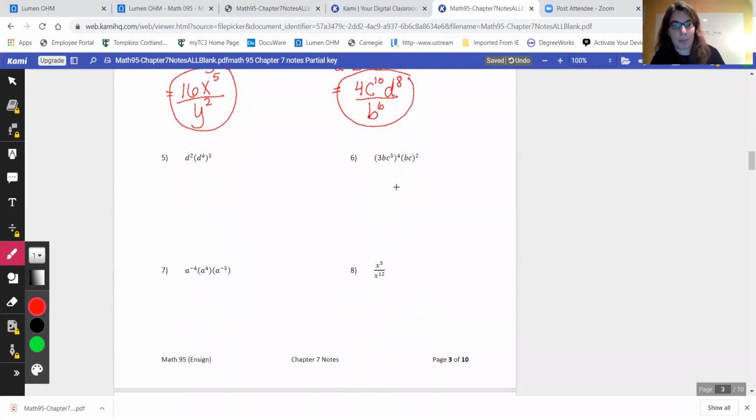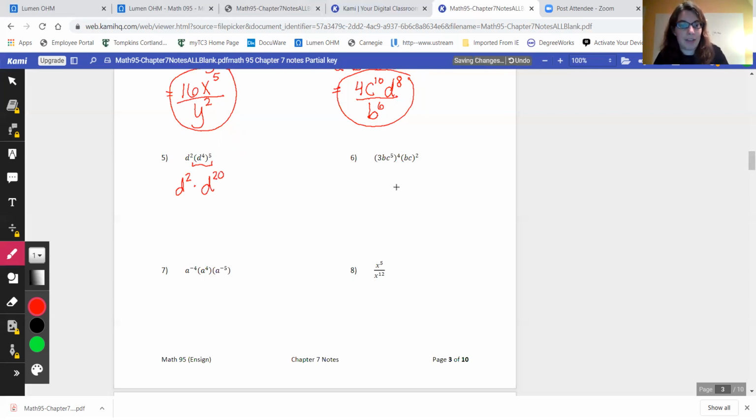Okay, let's look at number 5. So we have here a couple different things. We have d squared times d to the 4th raised to the 5th power. Remember, I always say that the exponents are kind of weak, so they only go with whatever it's right next to. So that 5 is going to go with this thing in parentheses here. This d squared is not raised to the 5th power. So we have d squared times d to the 20th, right?